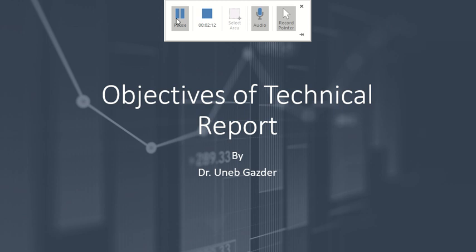Now we will go through some of the main items of the report in more detail. We'll start with the objectives of the technical report. What are you trying to achieve through this report? Objectives are something which you are trying to achieve. When you are writing this report and doing the work for this report, when you reach the end, what did you achieve? Those are the objectives.